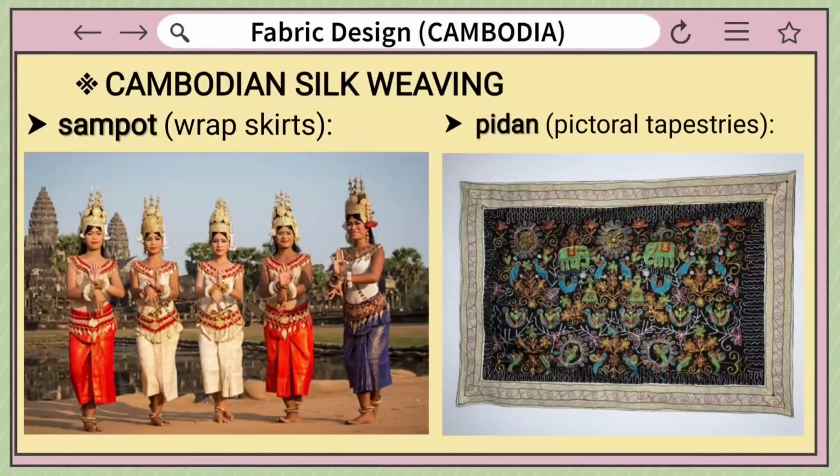Here are some example pictures of Cambodian silk weaving. The first one is the sampot or the wrap skirts, and the second one is an example of pidan, which is a pictorial tapestry.